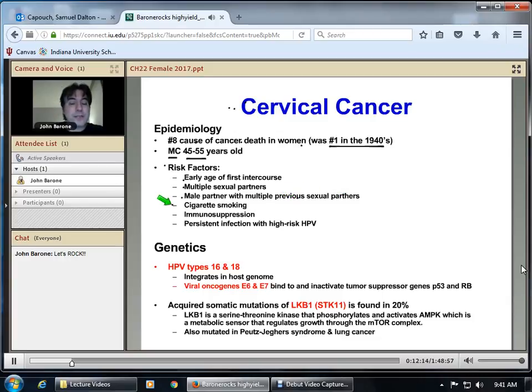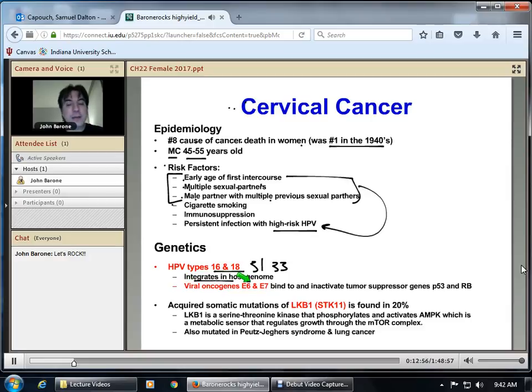Now, risk factors, well, let's see: early age of first intercourse, multiple sexual partners, a male partner with multiple previous sexual partners, cigarette smoking. Notice, sex. But it's not the sex. The sex is good. The risk factor is not the sex. It's getting high-risk types of HPV. If you have early intercourse, you've got more intercourse. You start early, you have multiple sexual partners. If you have a male partner who's had a lot, you're sleeping with all the people he slept with before. So more promiscuous, more likely to get it. So it's not the sex. The sex is good. It's the high-risk HPV.